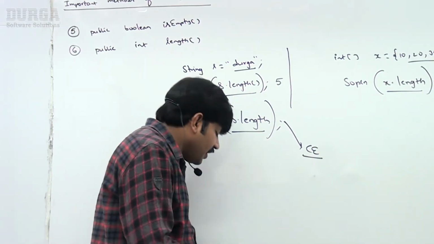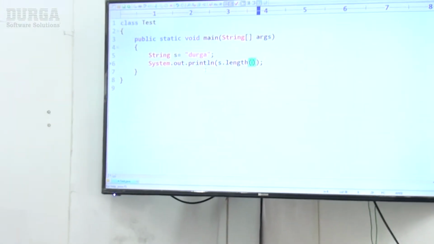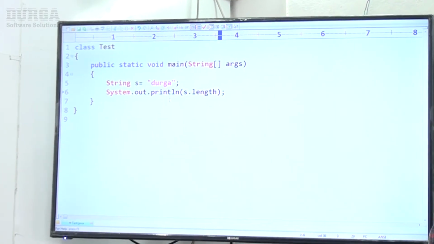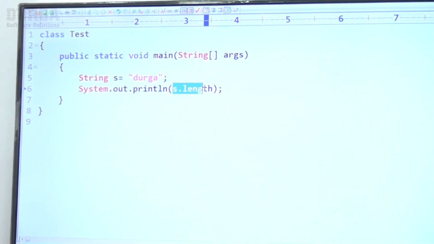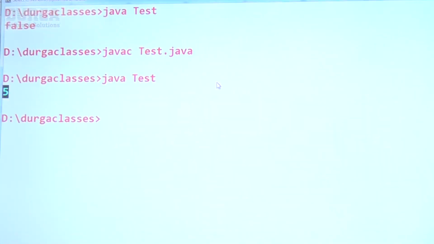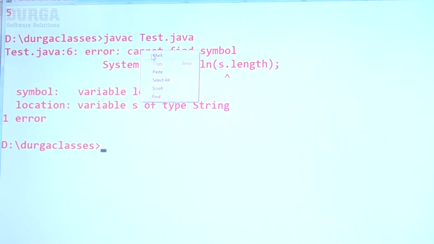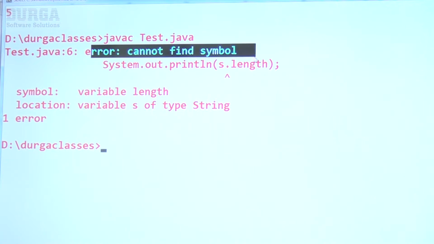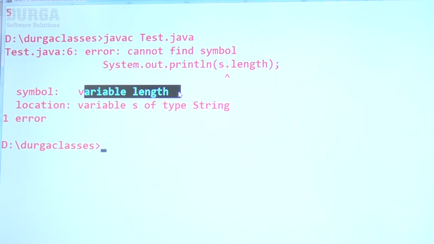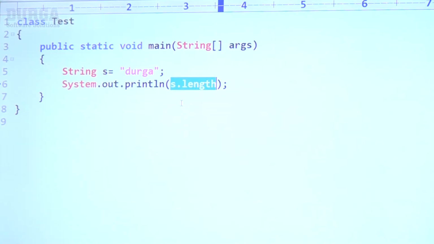Okay, sir, let me cross check. If I use the length variable for the string object, not the length method, let me compile. Immediately we are going to get a compile error: cannot find symbol, the length variable. A compile error we are going to get, sir.